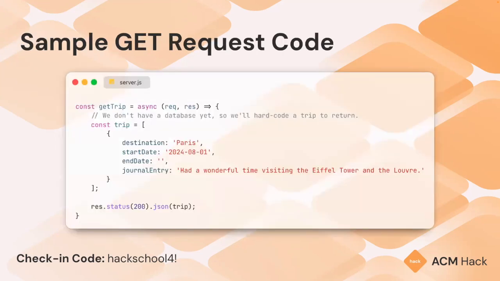So here's a very simple GET request code. We've actually put this inside the starter code for you. Since we don't have a database, we're just going to pretend like our database gave us back this trip. It's a trip to Paris, start date, never coming back, so no end date. And our journal entry is we had a great time visiting there.